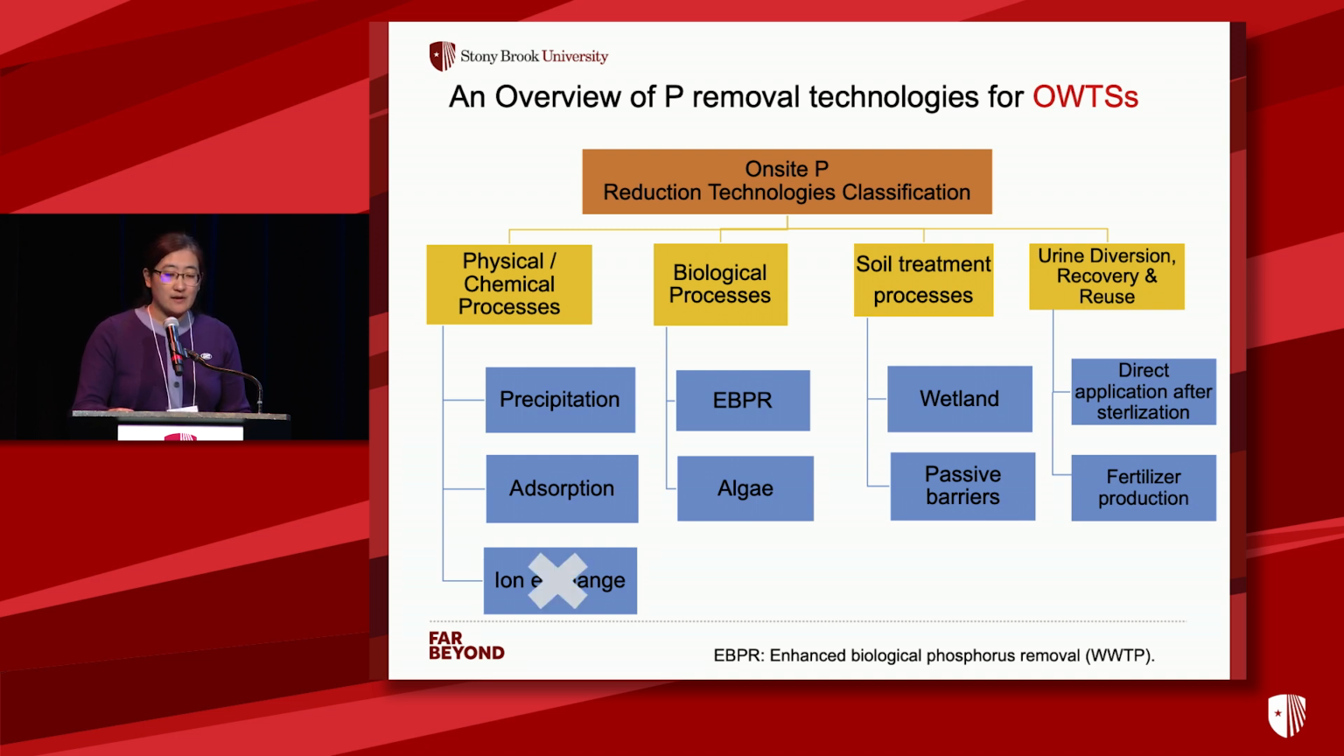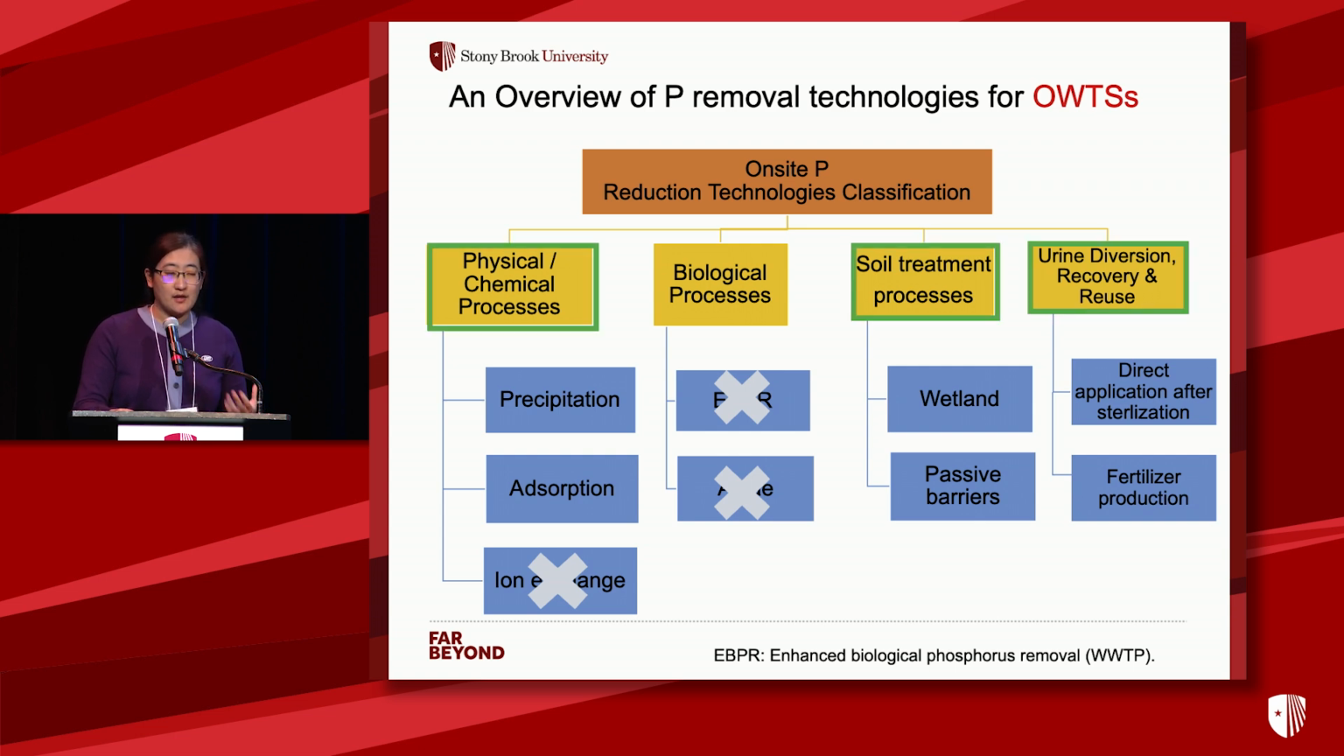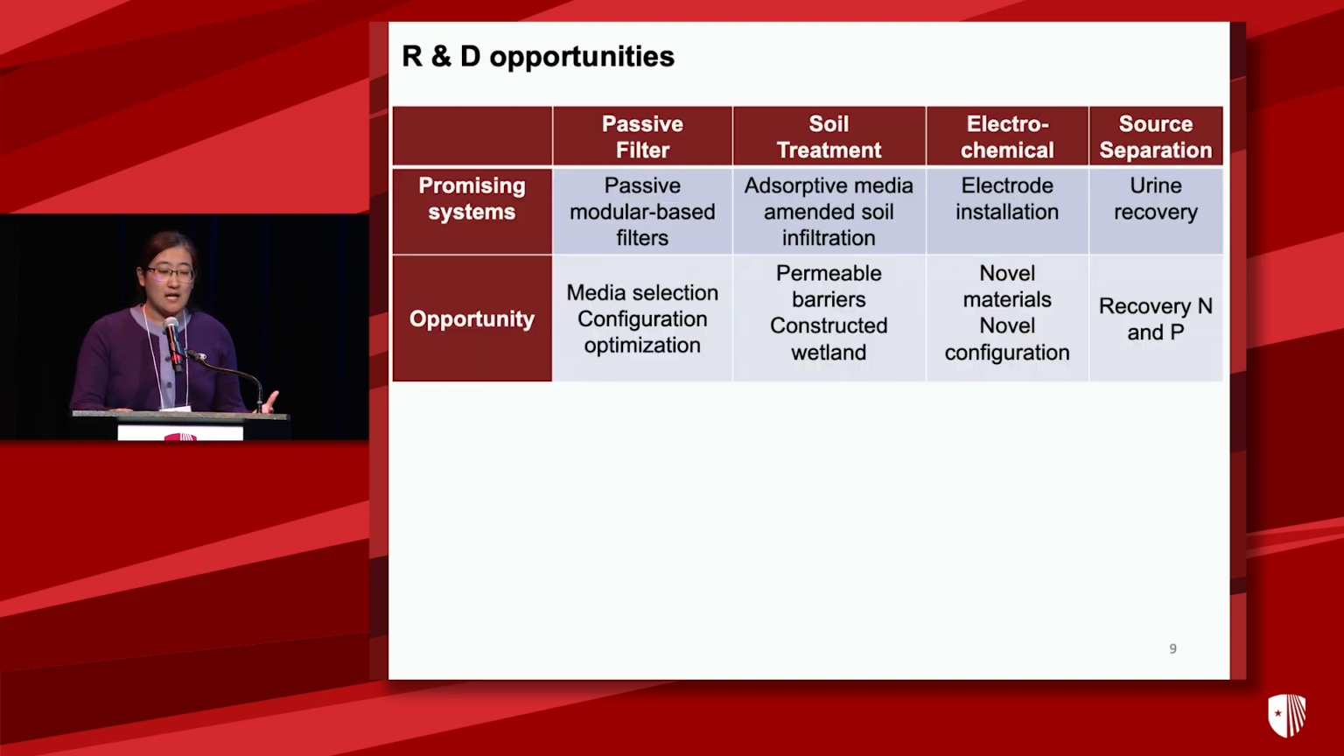So we first rule out a few processes that are not quite feasible for on-site applications. And then with the three removal mechanisms, we further look into what are the opportunities for us to conduct our research on. As you can see in this slide, we summarize the four promising systems or technologies that we are currently working on. They are passive filters, soil-based treatment systems, the electrochemical approaches, as well as source separation.